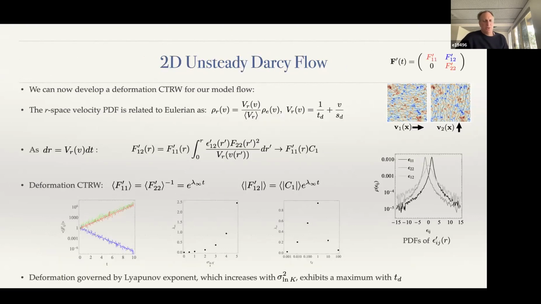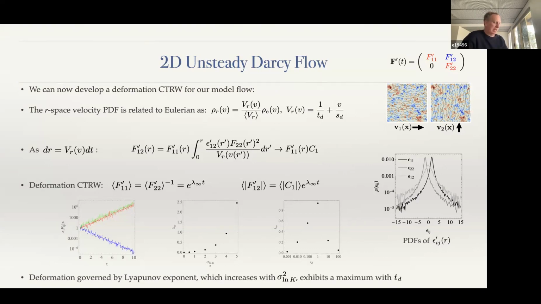We can apply that to our deformation CTRW, and we can look at the R-space velocity PDF. And for this flow, again, we find that the only component for a 2D flow that we need to worry about is the F12, which grows as a shear. And when we solve the deformation equation for that, we find that that is just equal to a constant times F11 of R, and F11 and F22. F11 grows exponentially as the Lyapunov exponent, and F22 shrinks exponentially as the Lyapunov exponent.